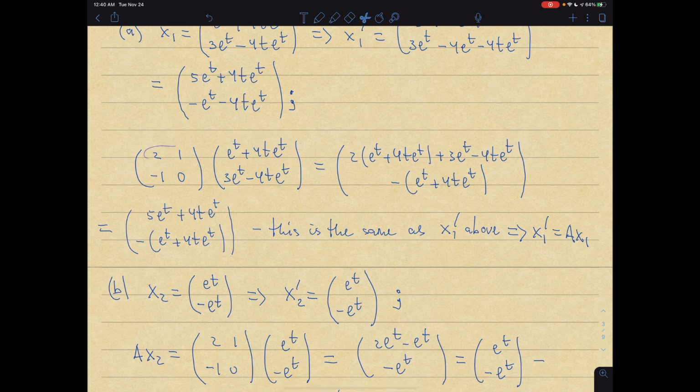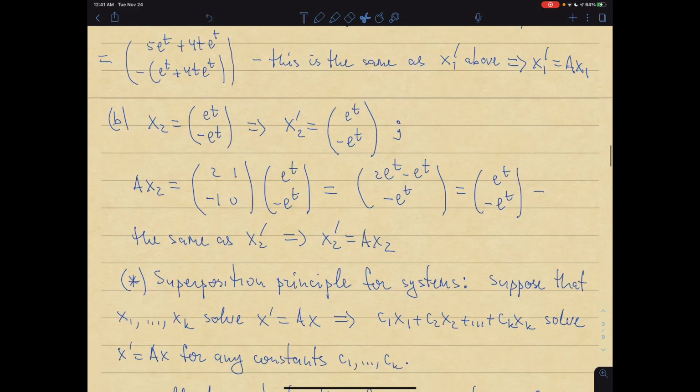So I take vector 2, 1, and I take a dot product with my vector. So it's 2 times the first component plus 1 times the second component. That would be my first entry. And the second entry: minus 1 times the first component plus 0 times the second component. Very good to have 0, because then the only thing that you have is minus 1 times the first component. And that's what you have here. Then you simplify and you end up with exactly the same thing as x prime. So that means that x1 is a solution of this equation.